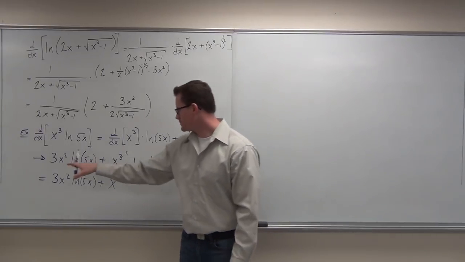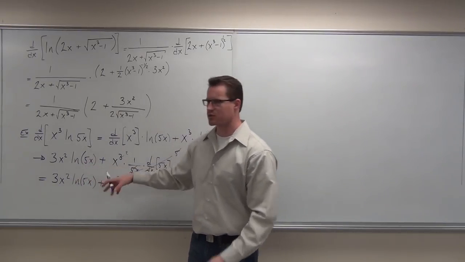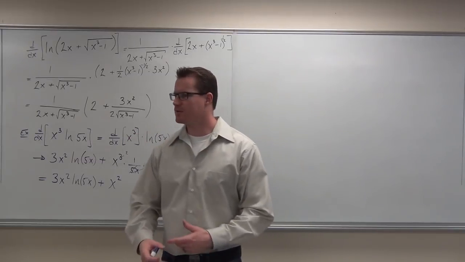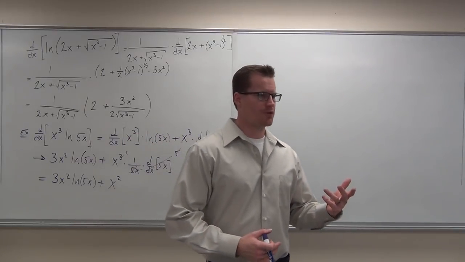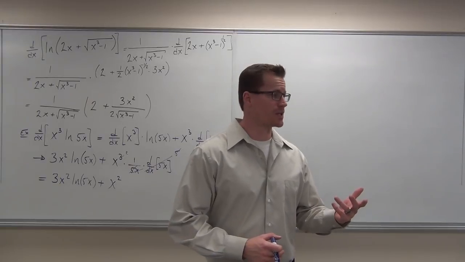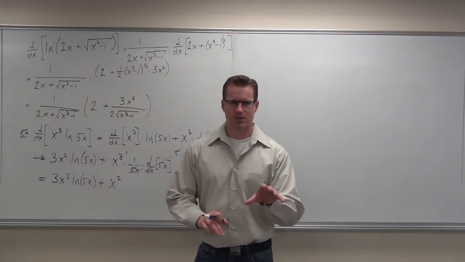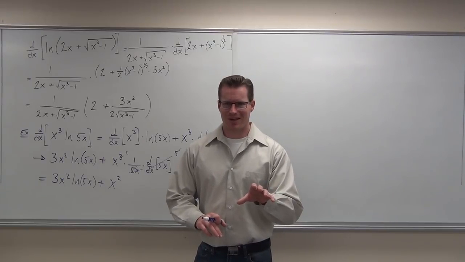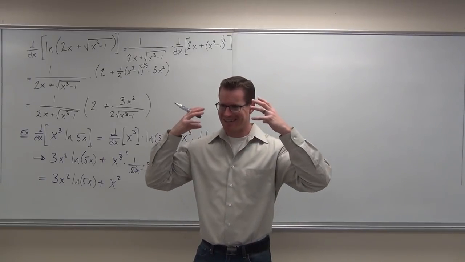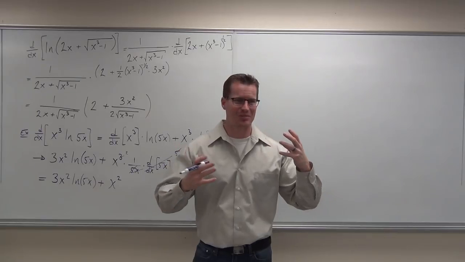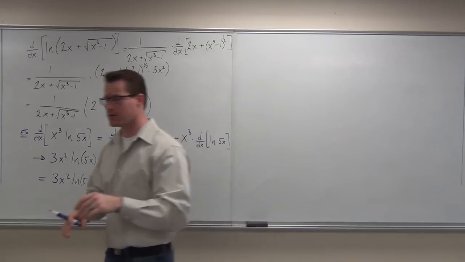You could factor this out and get x squared times the quantity 3 ln 5x plus 1 on the outside. Do I care? Not really. If you get a different answer in the back of the book, maybe that's what they do, so just be aware of that. Can we move on? Do you guys have any questions at all? Are you getting your brains a little bit uncobwebbed with some of this stuff? It's going to take some time, it is, but don't worry about it right now. You'll get there, okay?